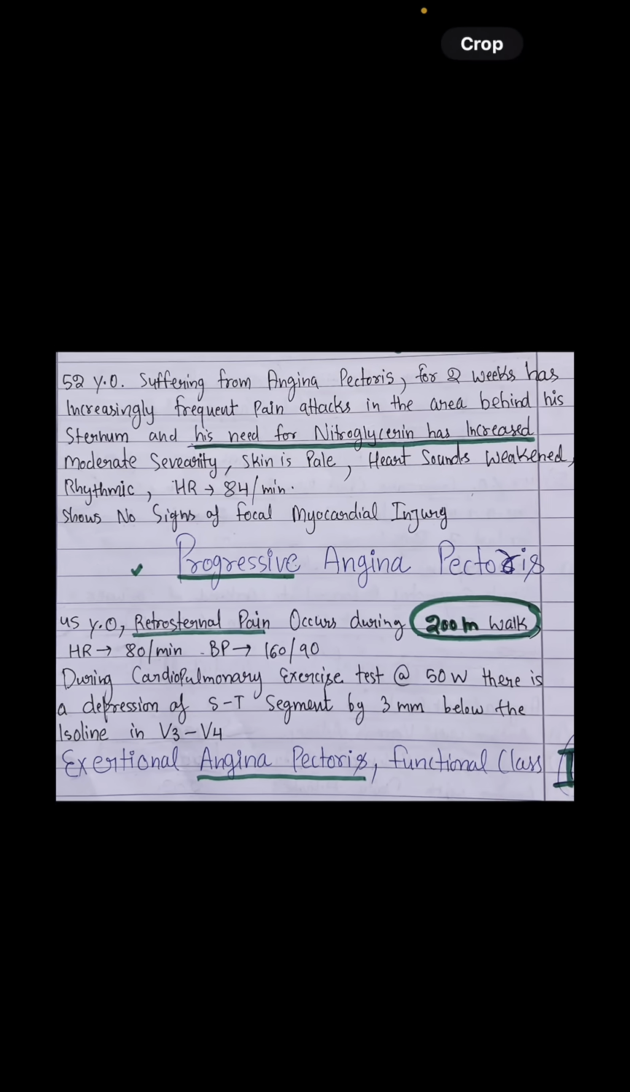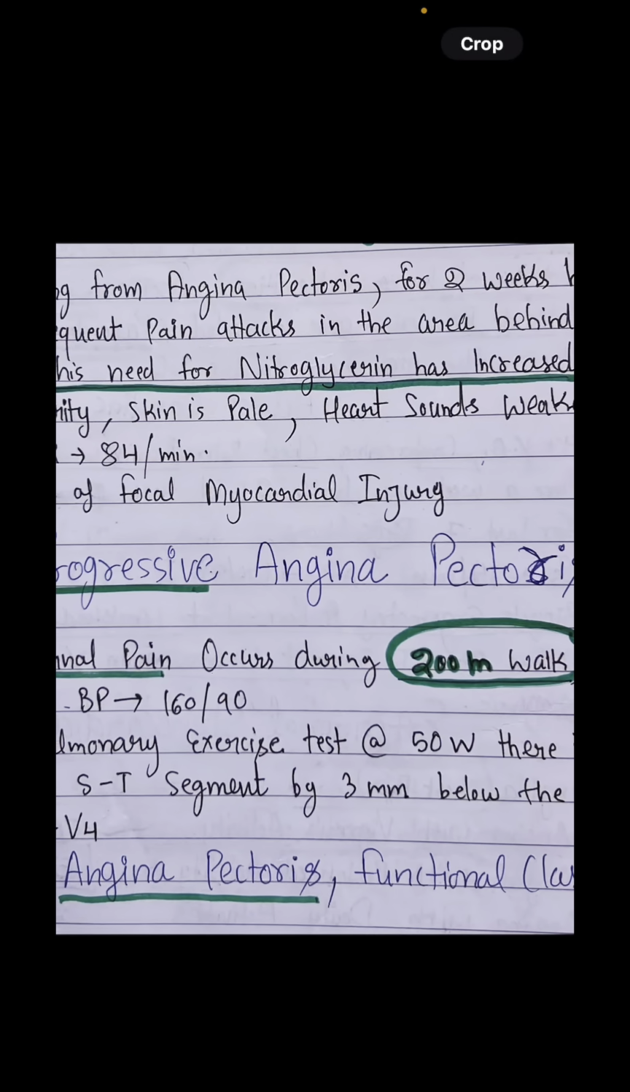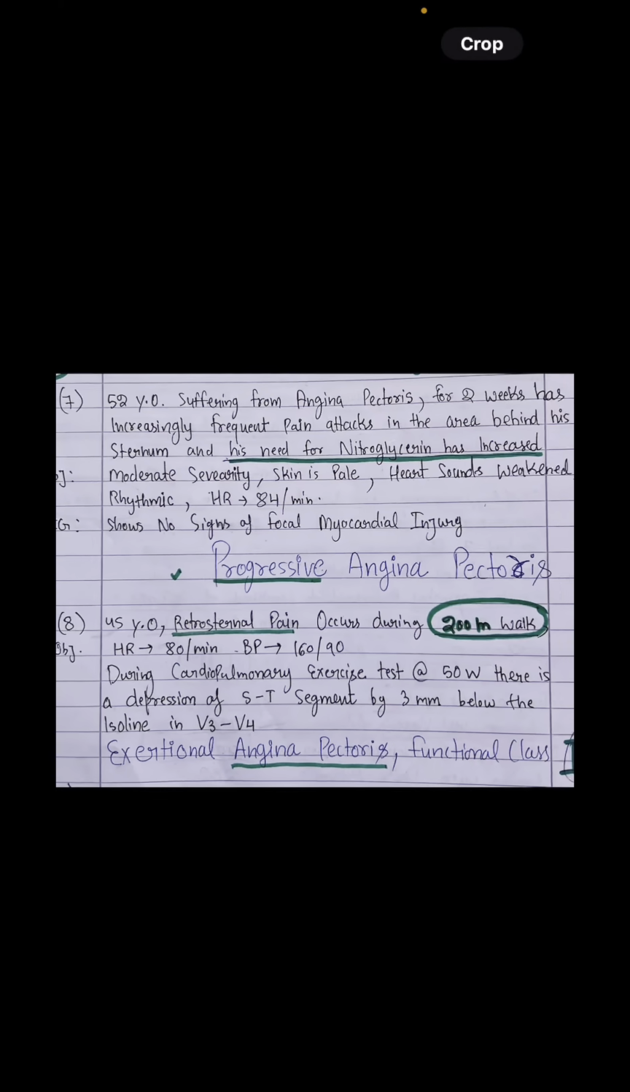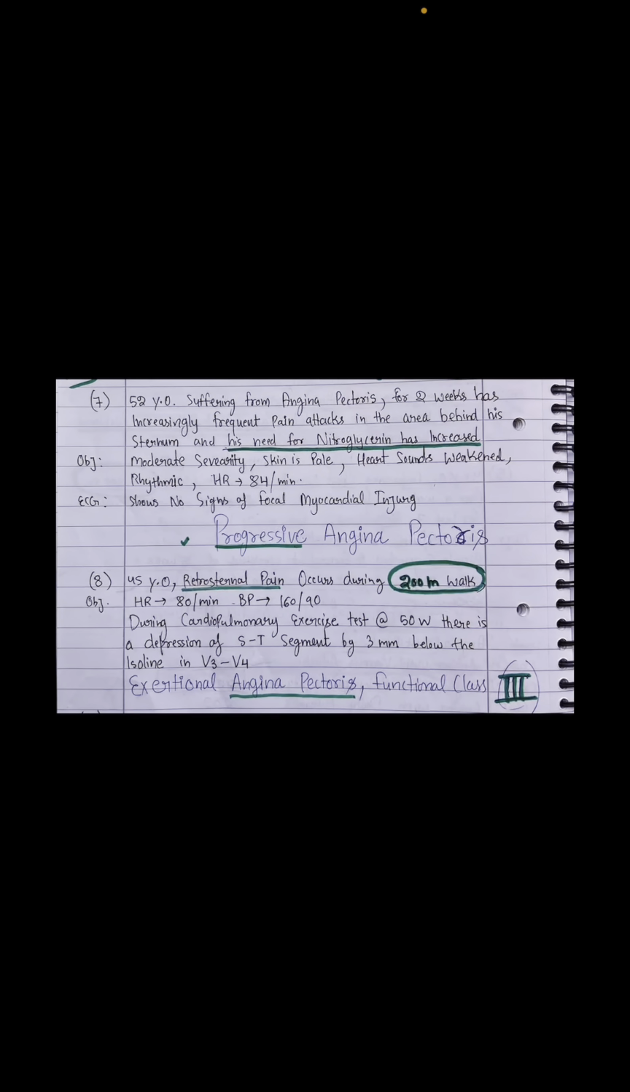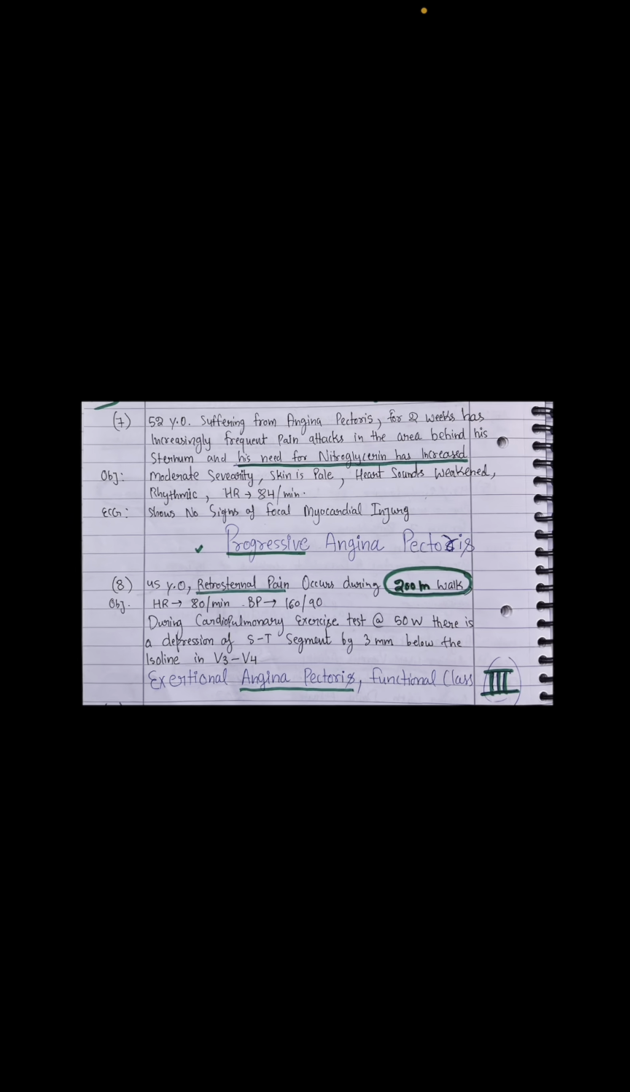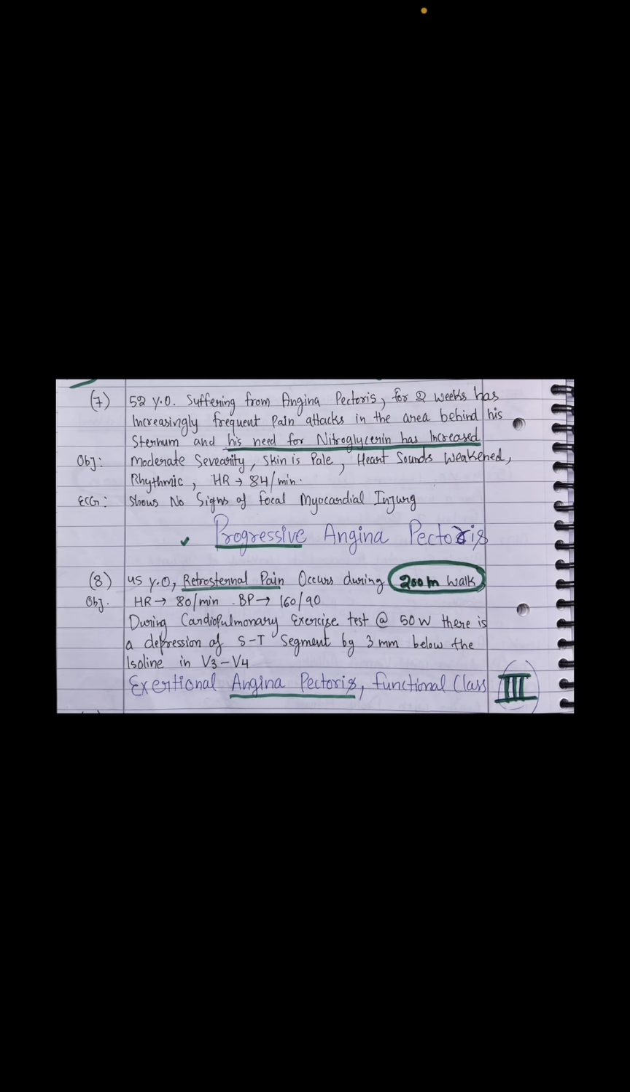The next patient is a patient of angina pectoris, as highlighted in the first line. His need for nitroglycerin has increased, so he has to take more nitroglycerin than usual in order to relieve the pain. So what type of angina is this? This is progressive angina, because the patient's need for nitroglycerin has increased. He is not responding well to the standard treatment previously prescribed by the doctor.